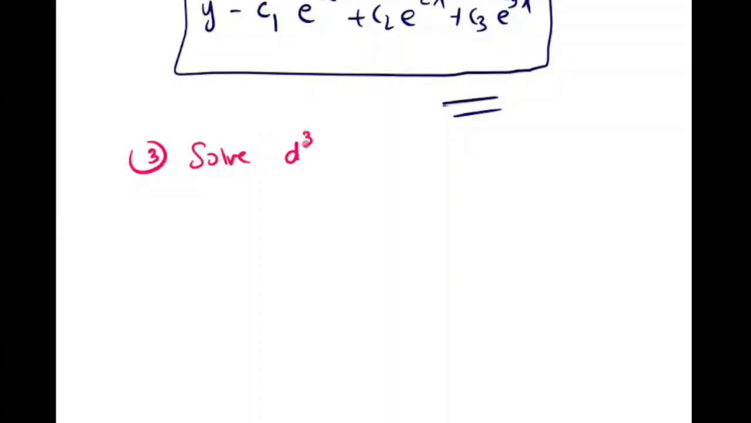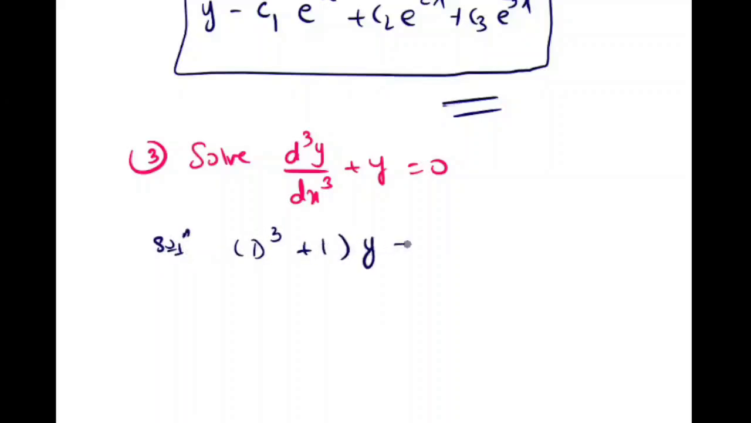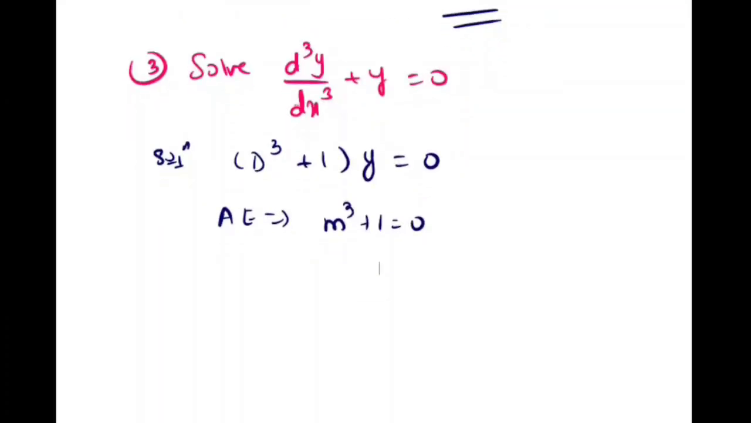Solve d cube y by dx cube plus y is equal to 0. Now, directly you can write this solution as of the previous two problems. What will you write it as? Yes, D cube plus 1 into y as common is equal to 0. Now, I'll write it as auxiliary equation as m cube plus 1 is equal to 0. Now, again, m cube plus 1 cannot be solved directly, my dear students. We need to convert it into quadratic by using the synthetic division method only.